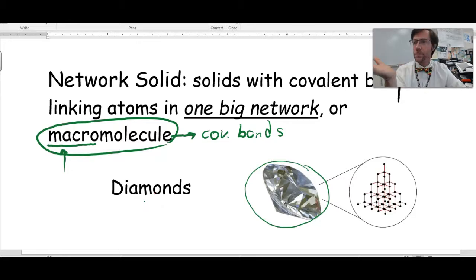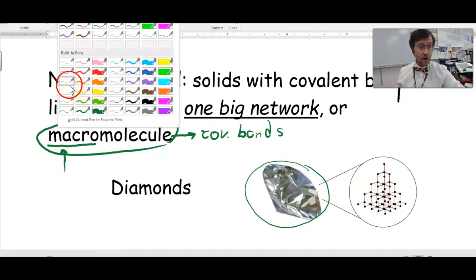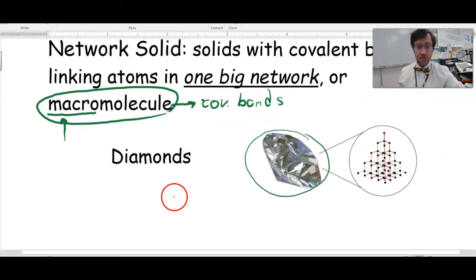Oh, PVC pipe. That's another good one. That's a solid. That's one giant molecule. It's a macromolecule. Doesn't matter how big or how small the piece of PVC pipe, it's one fat giant molecule. The most common example that's used for this though is diamond. That's why I put diamond there, because this is like the most common.